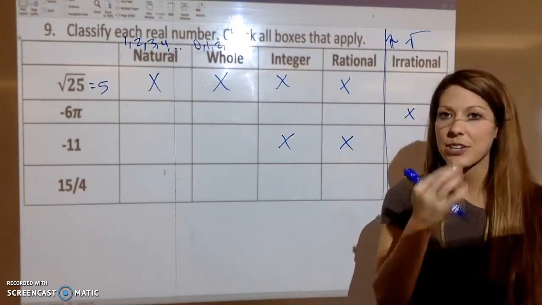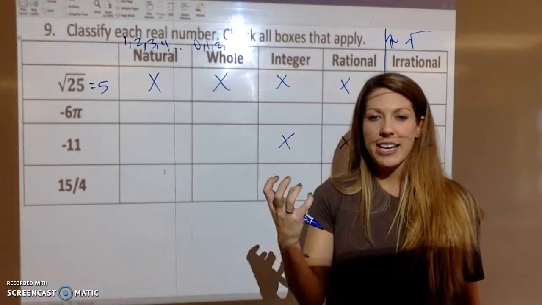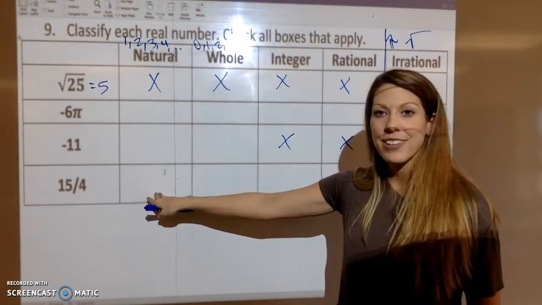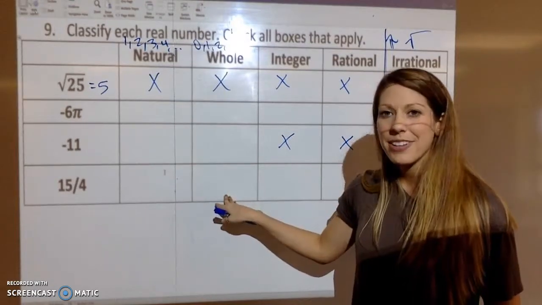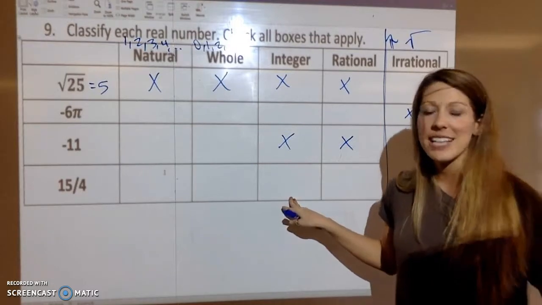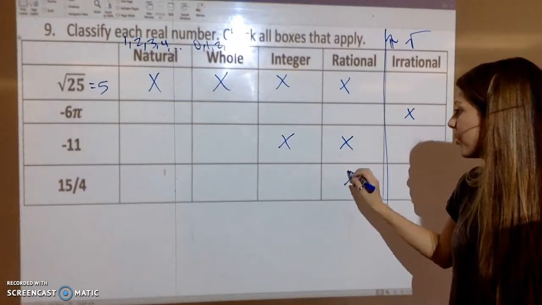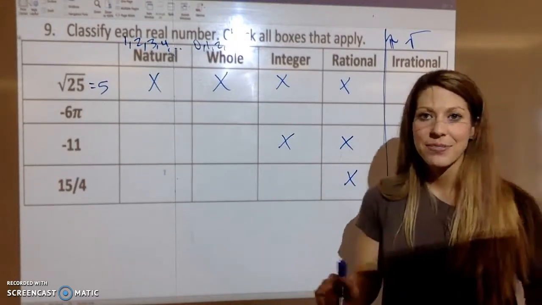All right, last one, 15 over 4. So this is a fraction. Can we take 15 over 4 and get a nice clean number? No. So it's not natural if it doesn't come out clean, because we don't count with that number. It's not whole, because it's not clean and it's not 0. It's not an integer, because integers also have to be clean, but they also include negatives. So it must be rational, because it's a fraction, and it's not irrational if it's rational.